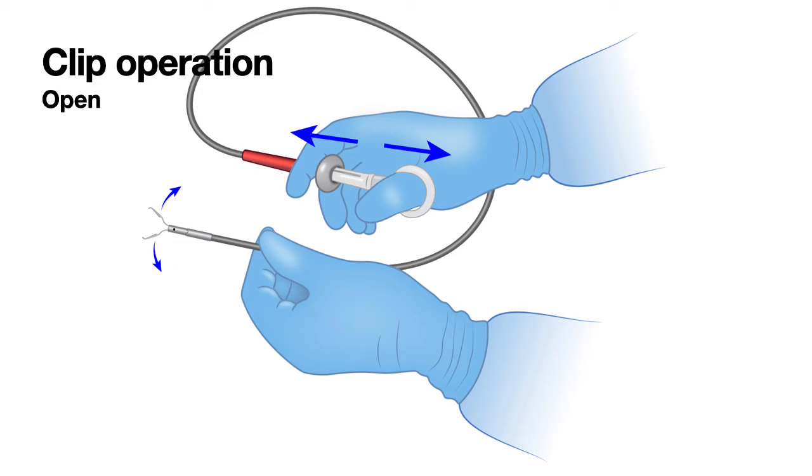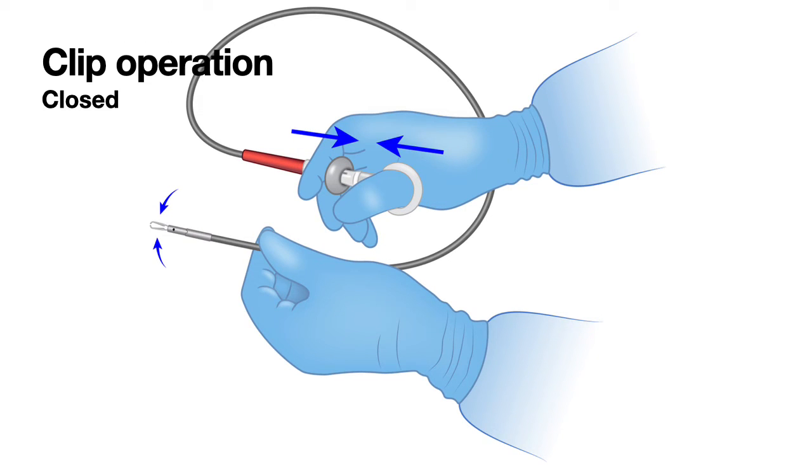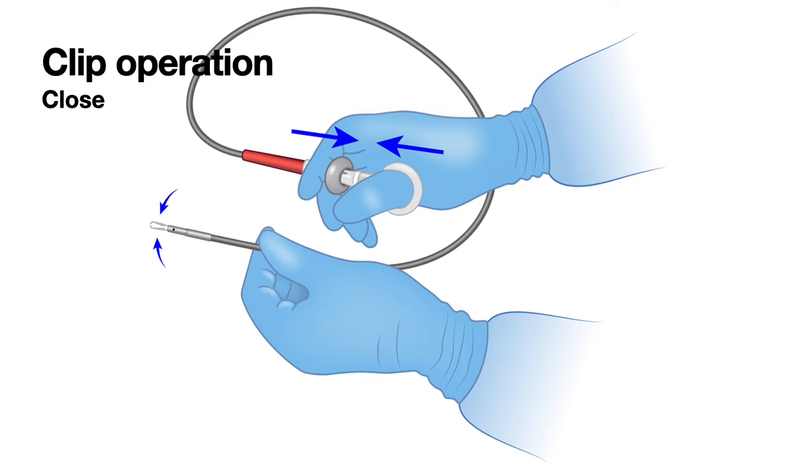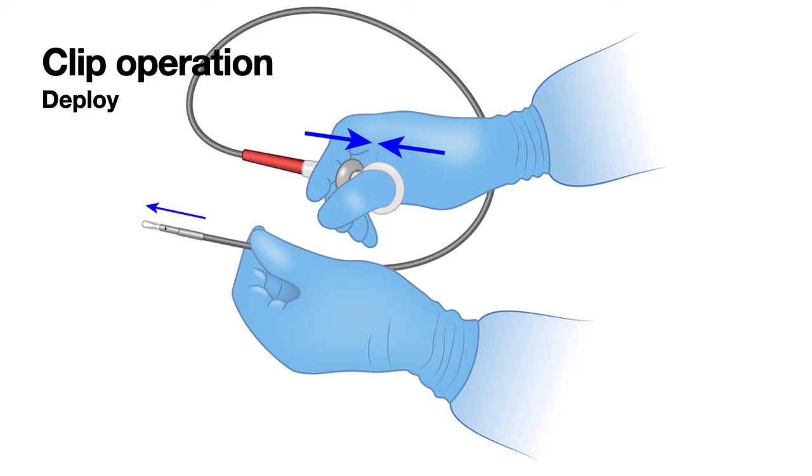When you close your hand, the clip closes. When you open the right hand, the clip opens. It's very simple to operate a clip. So now we close and the clip closes. And now if you want to deploy, then you firmly close your right hand further, and then that will release the deploying mechanism and the clip deploys.